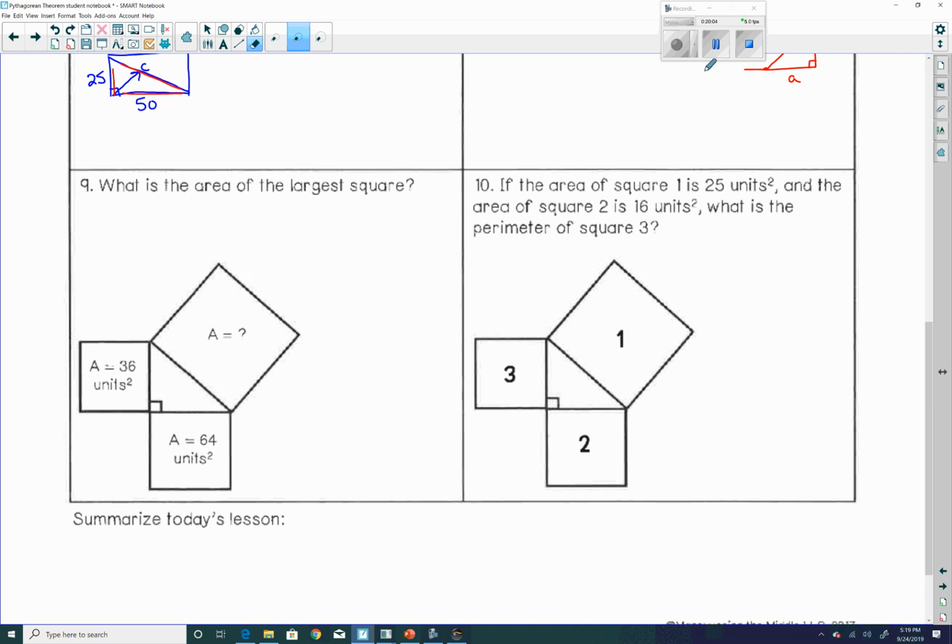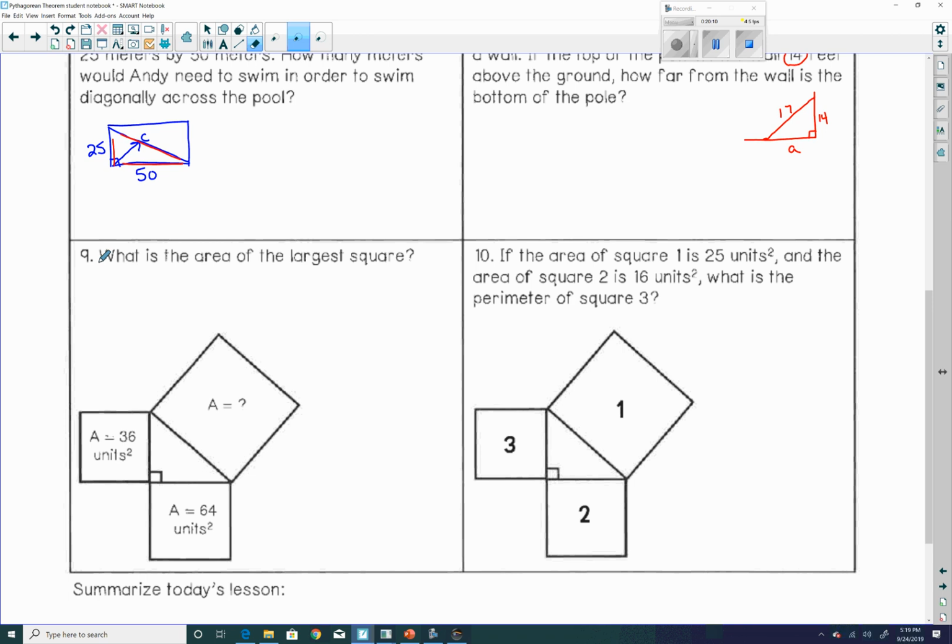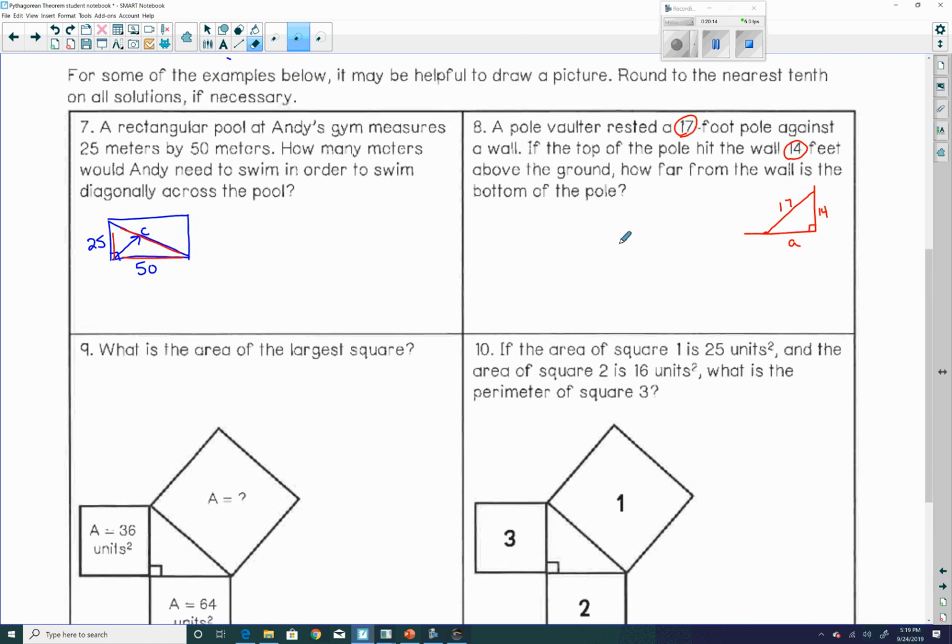Now these last two are pictures of what you will see when we're talking about a proof of the Pythagorean theorem, and I see that I just turned 20 minutes. So I'm going to stop the video right here, and we will do these last two problems in class, and we'll go over the correct answers for these two here.